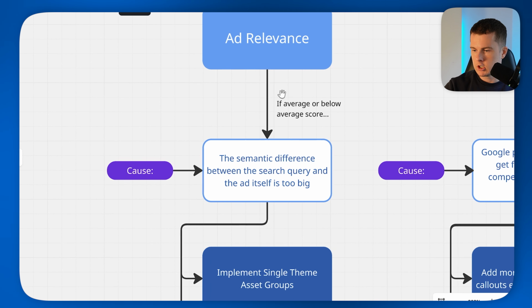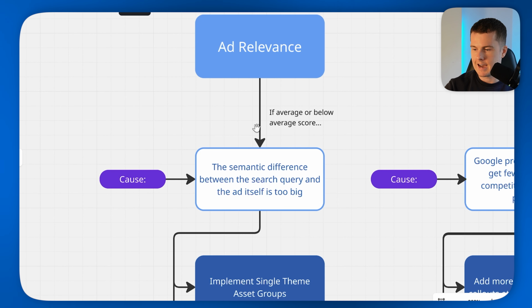So if you have an average or below average score when it comes to ad relevance, the cause of that is the semantic difference between the search query and the ad itself being too big. So what do I mean by semantic difference? Essentially, the search query is not closely enough related to the ad. So if someone is searching for Nike trail running shoes size 11 and you're showing them marathon shoes in size 9, well then the semantic difference is relatively large there because the sizing is off, the type of shoe is off. So it's quite a big difference. Google deems you as having an ad that isn't relevant to the user.